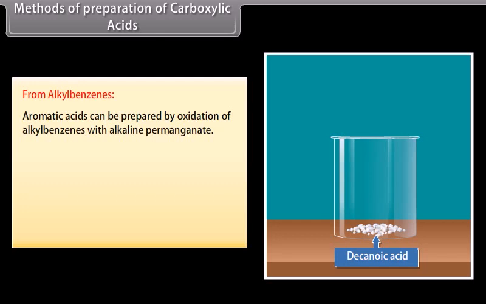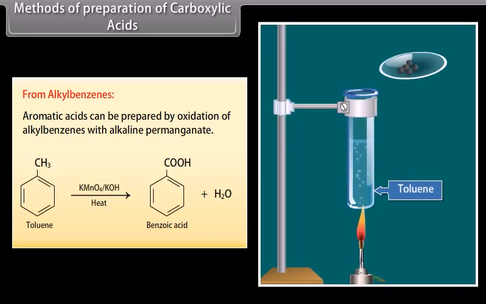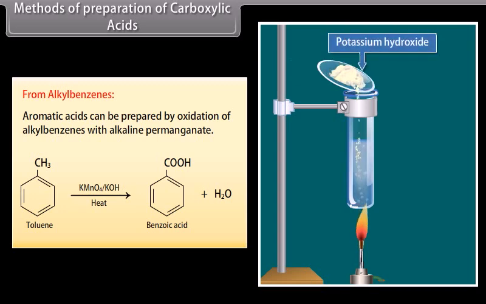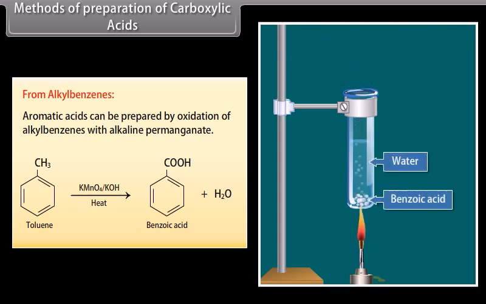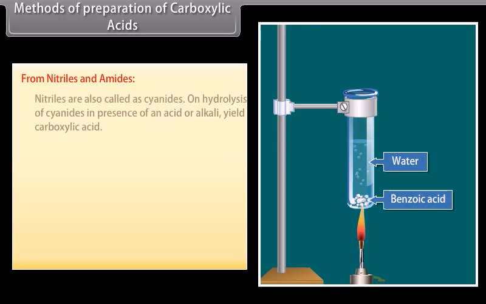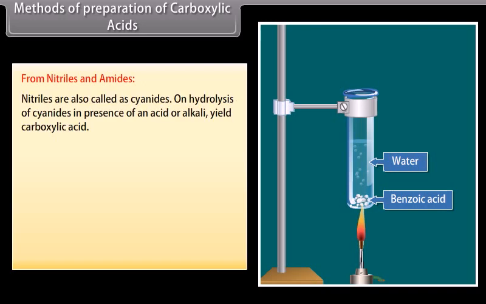From alkyl benzenes. Aromatic acids can be prepared by oxidation of alkyl benzenes with alkaline permanganate. Toluene reacts with potassium permanganate in alkaline medium and forms benzoic acid with some water. From nitriles and amides. Nitriles are also called cyanides.